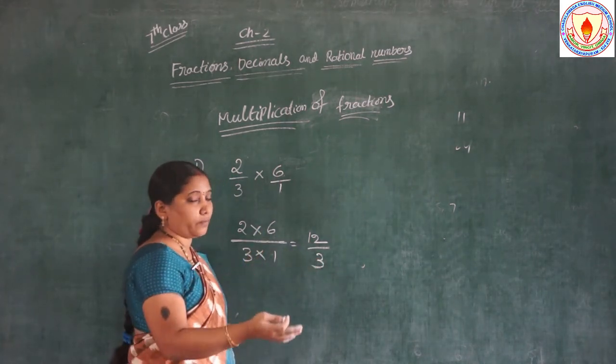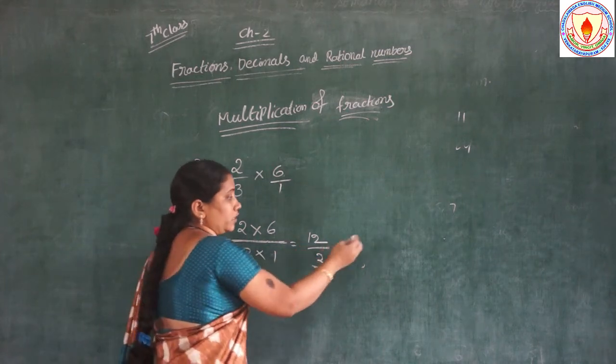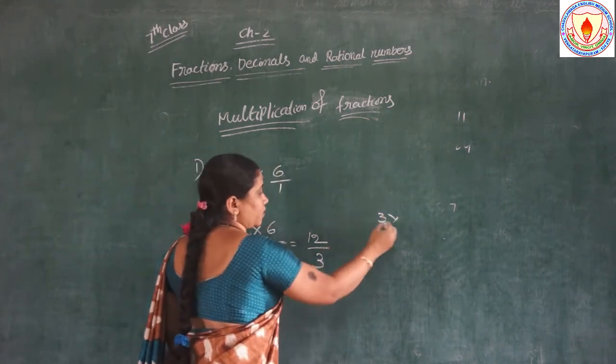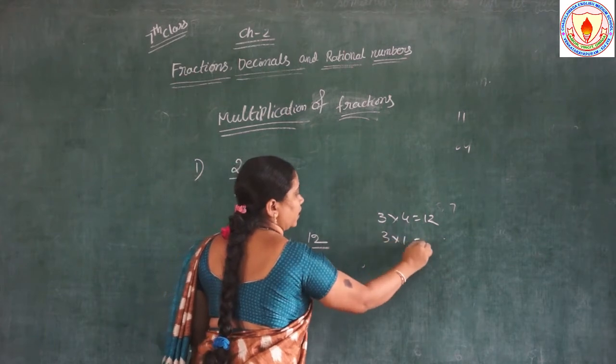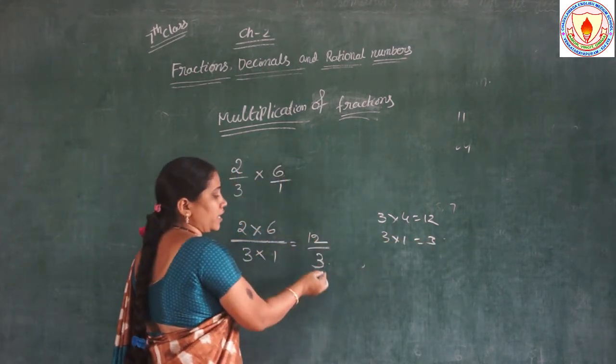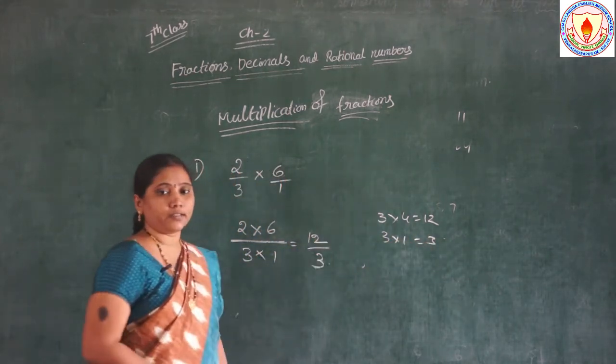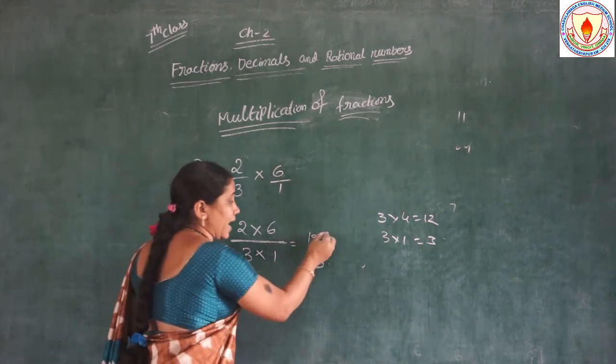Go to the 3 table. So 12 is also in the 3 table. 3 4s are 12. 3 is also there. 3 1s are 3. That means the numerator is also there and the denominator is also there in the 3 table. Now we have to cancel.